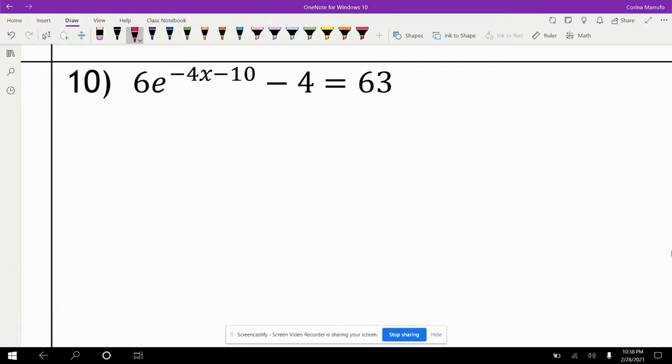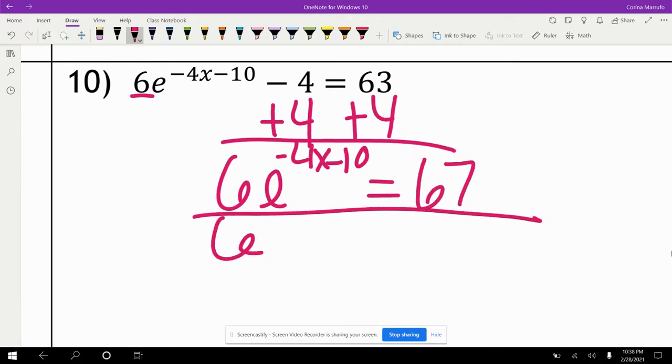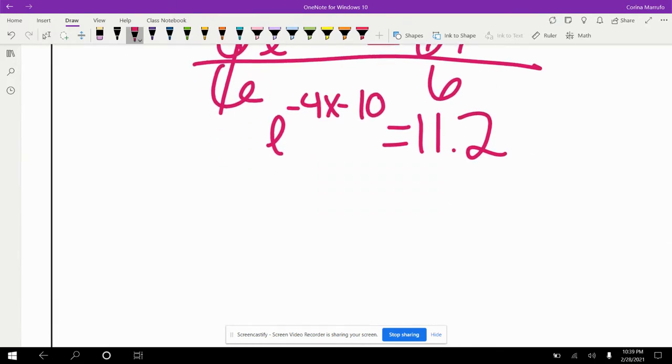Okay, so this minus 4, we have to move it first before we move this 6. So I'm going to add the 4. We get 6e to the negative 4x minus 10 equals 67. We divide both sides by 6. Then it's going to give me e to the negative 4x minus 10 equals 11.2. Once we do that, we're ready to use the natural log.